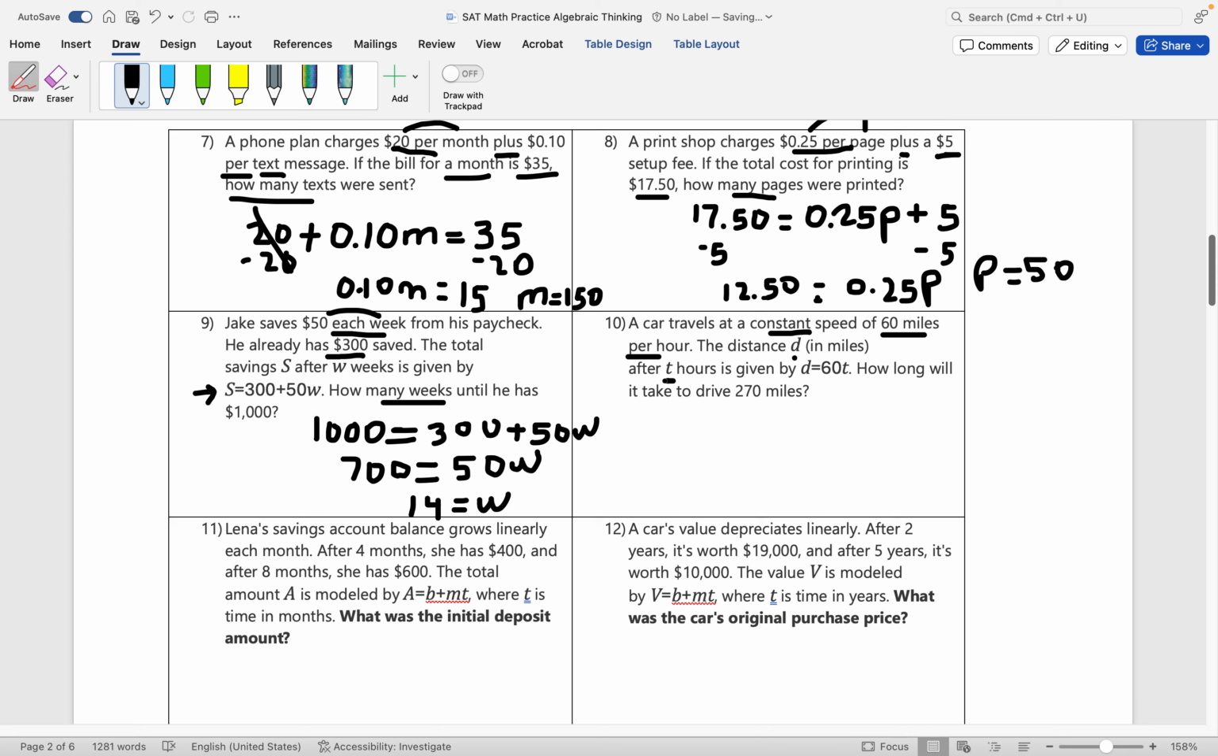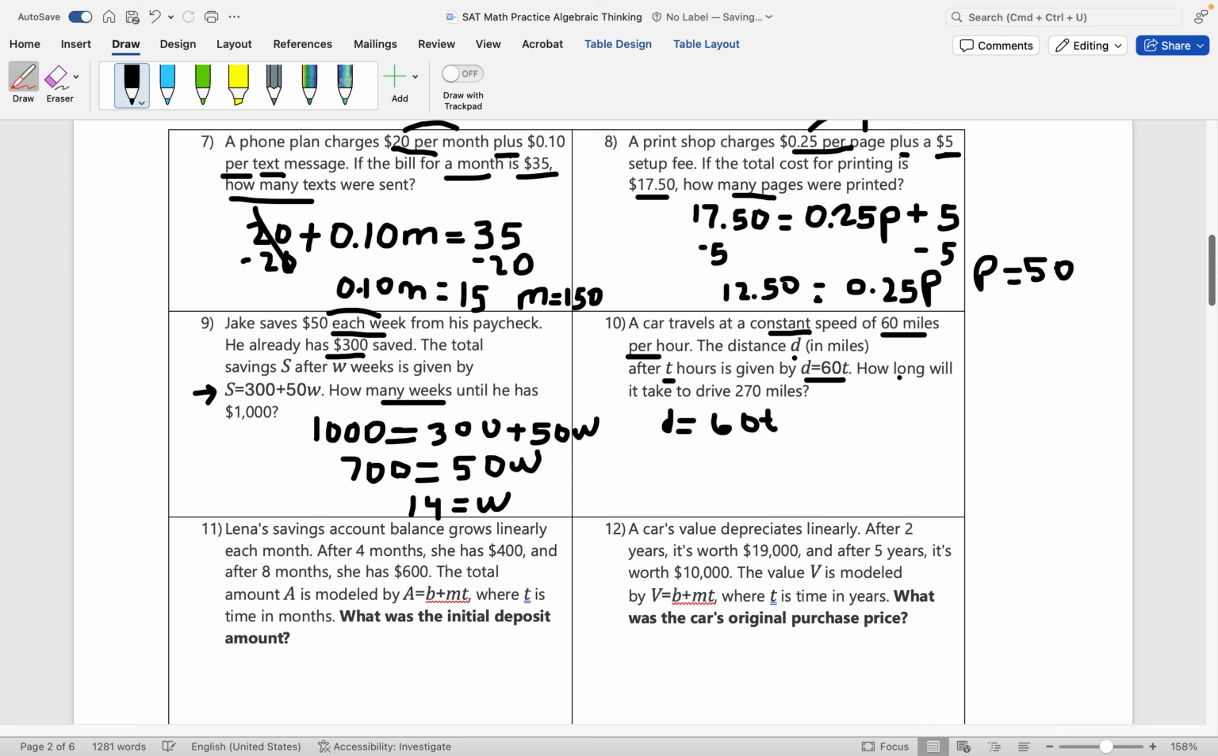Okay, so we're going to use the variable T to represent the hours and D to represent the distance. Is given by D equals 60T. 60 times T. So these are your equations. Remember, they give you an equation, so you have to use it. They want you to solve it. So 60T. So here's your question.